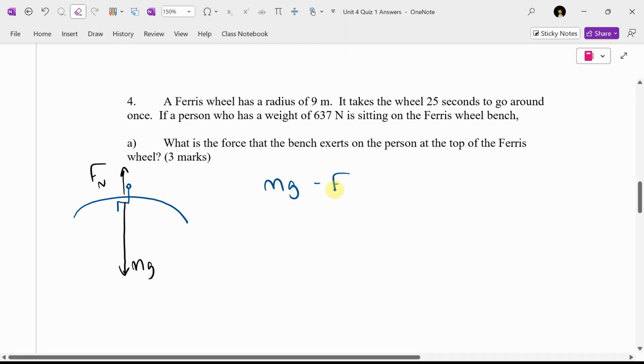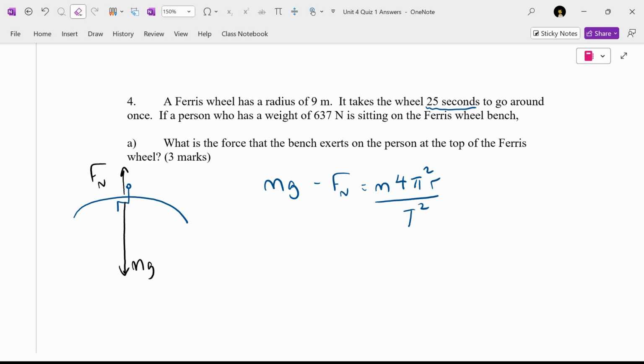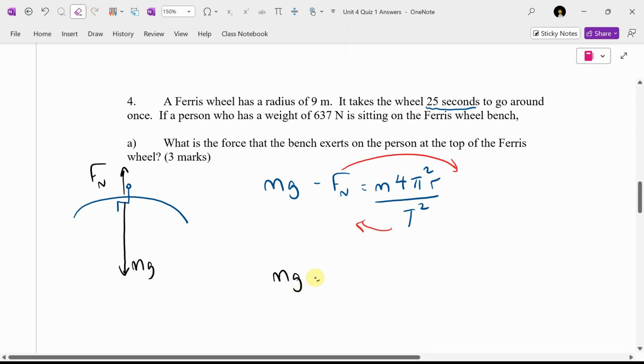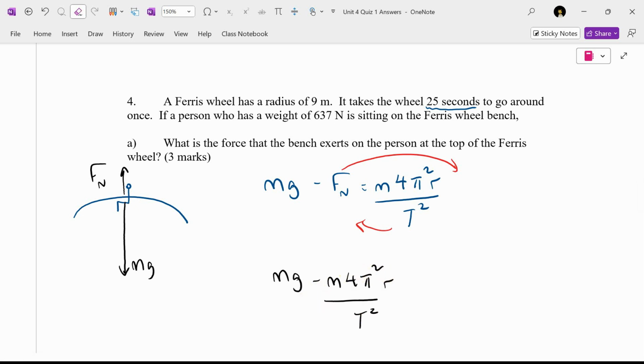Winner minus loser equals ma. You know what? I was a little sneaky. I didn't write a_c. I saw that they gave me 25 seconds, and so, Leo, I went straight to m 4 pi squared r over T squared. I want to get the normal force by itself. I'm going to do a swappy dance. I'm going to get mg minus m 4 pi squared r over T squared. And then, Lucas, if you don't mind, I'm going to put the normal force right there because that's where we're used to seeing things by itself.